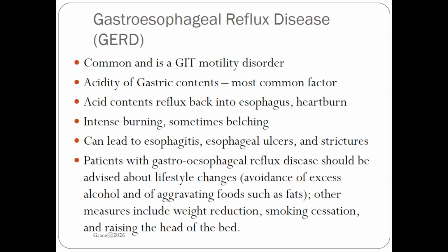We have a lecture that we have just had on peptic ulcer disease. Kindly log into that so that you would appreciate everything about peptic ulcer disease.